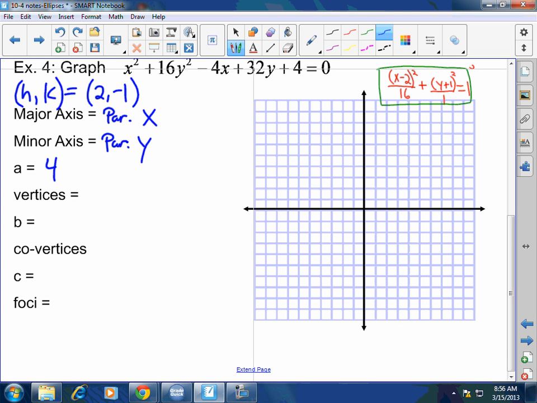Why don't we not use the formula and let's use logic? Isn't the center, my brothers, 2, negative 1? Isn't the major axis parallel to the x? Don't I know my a? So just go 1, 2, 3, 4 to the right, 1, 2, 3, 4 to the left, and write those points down, guys. So my vertices are negative 2, negative 1, and 1, 2, 3, 4, 5, 6, negative 1.